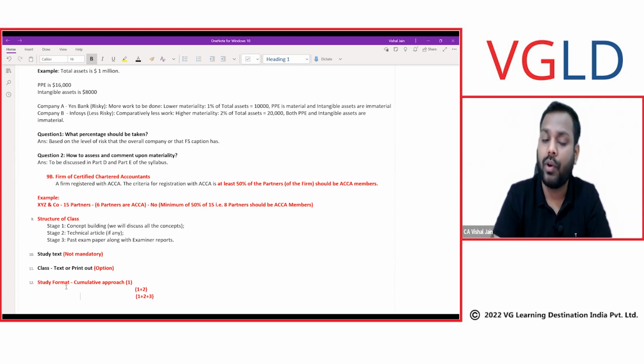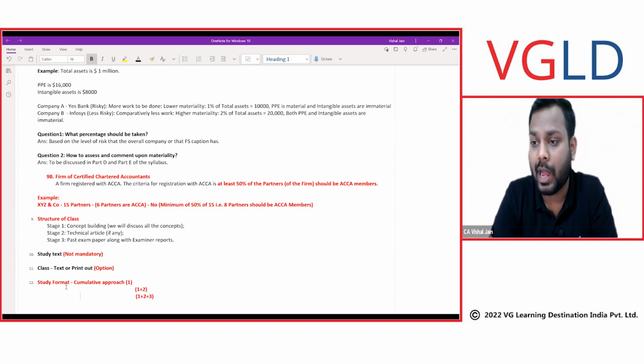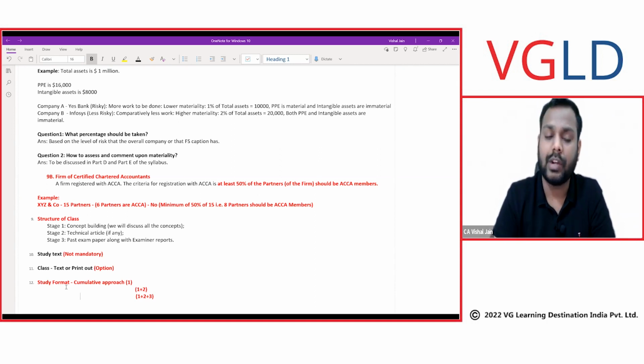If you follow the cumulative approach, a day before the exam you will not be struggling with the knowledge. You will only have to apply your application skills, and no knowledge challenge will be there. So that's all I have to say about the AAA paper. This is all about the orientation of the AAA paper.